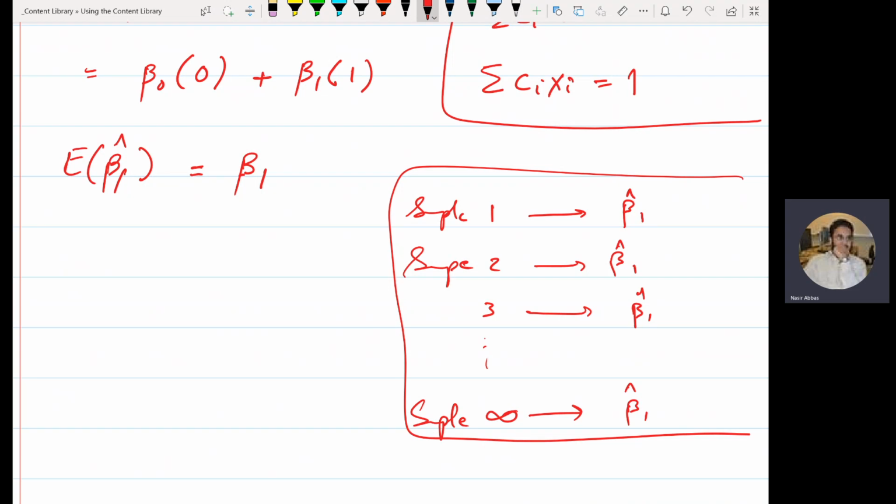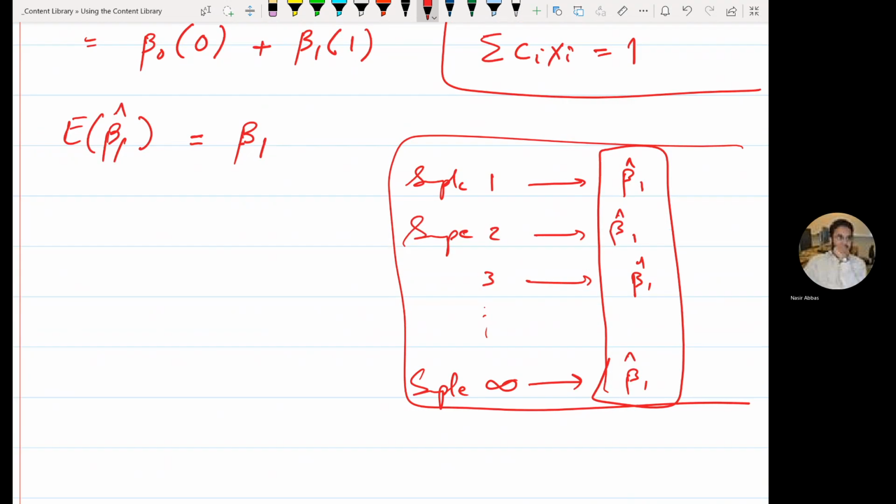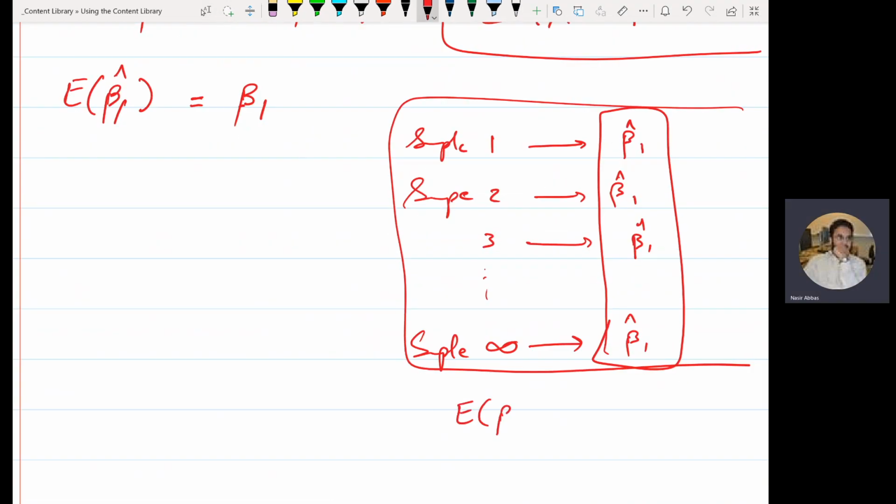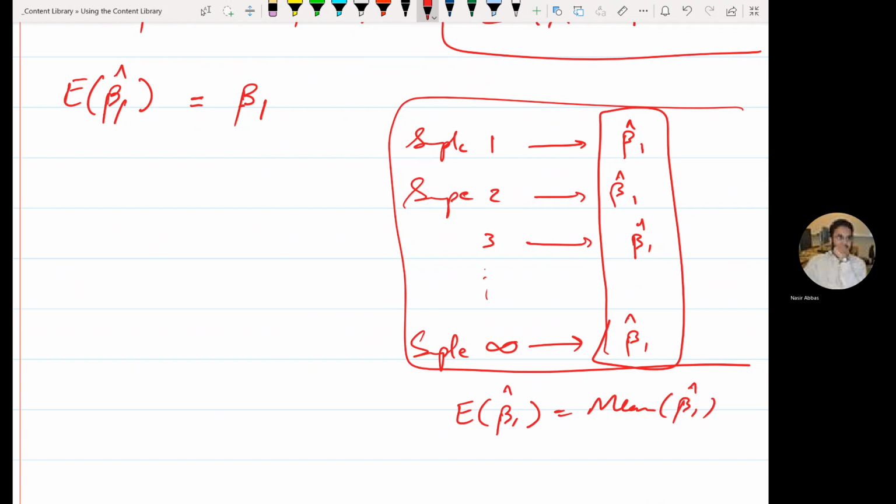And I calculate beta 1 hat. So what I will have is all possible values of beta 1 hat, right? If I take all possible samples from the population and calculate the slope, I will have all possible values of beta 1 hat. Now, if I take the mean of all of these, that will be the expected value of beta 1 hat. And we proved that the mean of these will actually be beta 1.